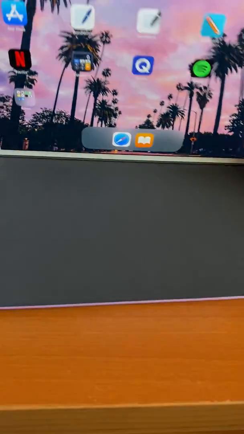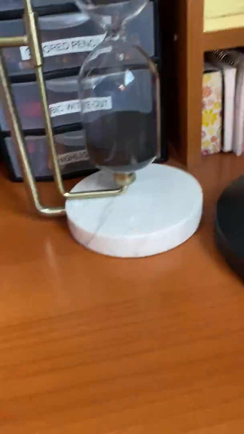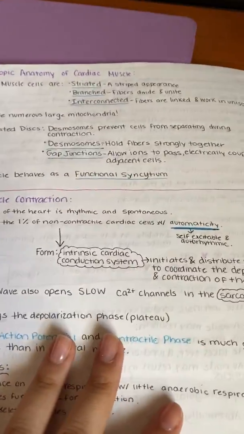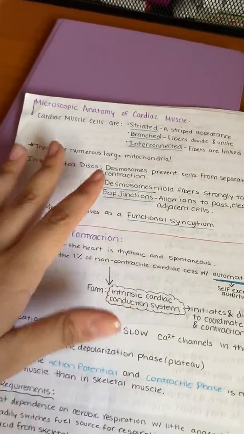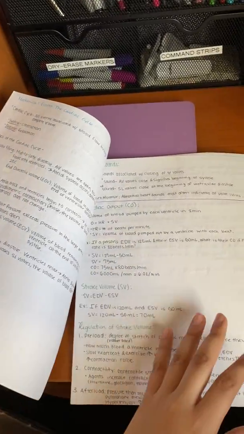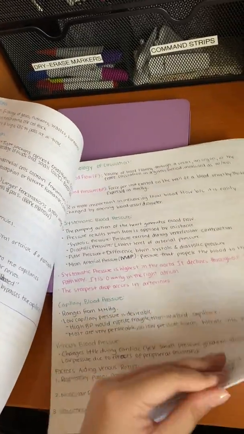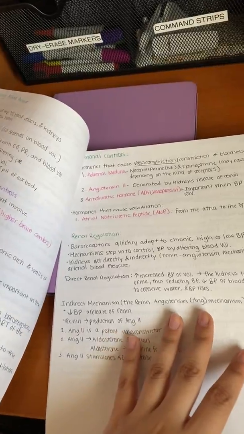And I also write my notes by hand. So for example, this was one of my notes, microscopic anatomy of cardiac muscle. I wrote one topic here, and then I would do another one here, and then it would go on. So that's how I would organize my notes. And that's what got me through the semester with good grades. And it has been a lifesaver for me.